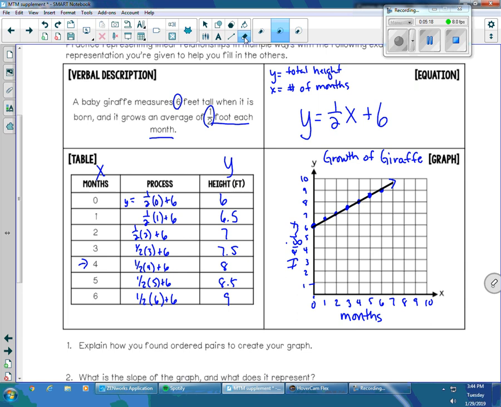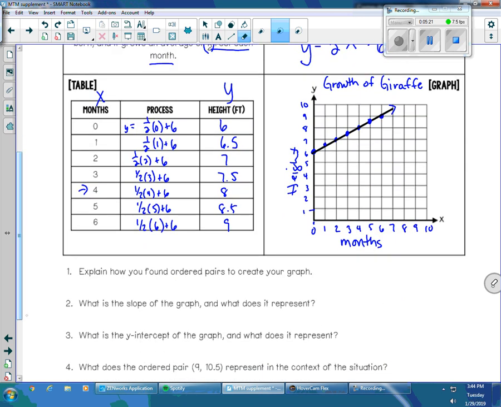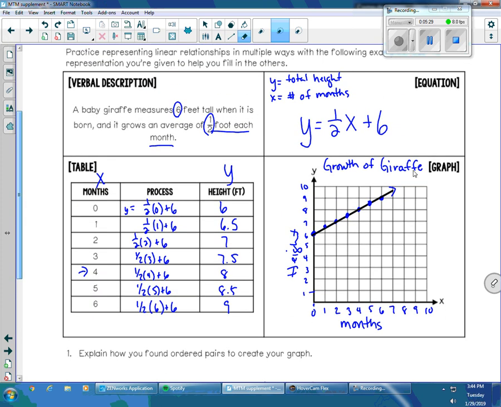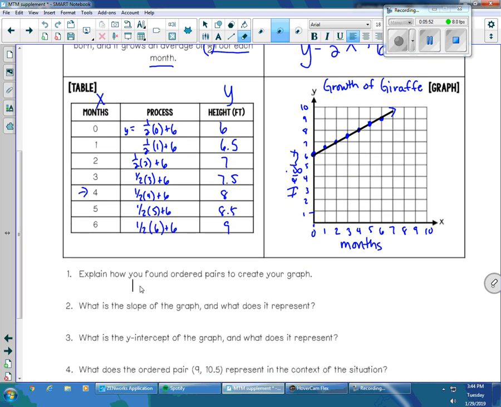So number 1 in the questions below, it says, how did you find your ordered pairs to create your graph? Well, we kind of took them from our table here. We could have taken them from our equation as well, because our y-intercept was 6, and then I was going up 1 and over 2, up 1 and over 2 each time I was graphing it. So that would have worked as well, but we did take them from our table. So I'm just going to say we took them from the table.